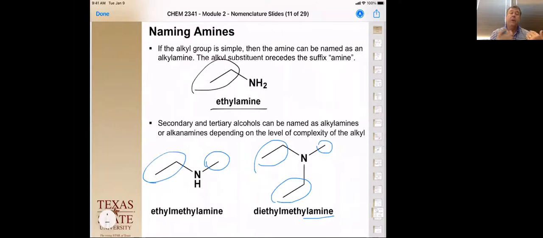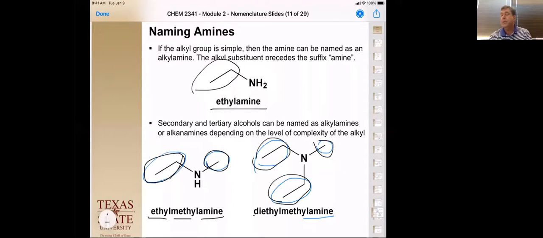And then if you have 2 or more groups on there and they're different, you just put them in alphabetical order and name each of them, okay? So in the case here, we have a methyl group and an ethyl group. So we're going to do ethylmethylamine. Notice it runs together. Only esters have that gap. And here we have 2 ethyl groups and a methyl group. So we get to use the di- functionality. So we have diethylmethylamine. So that's the first way to name amines, okay?